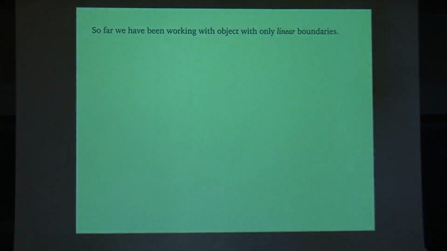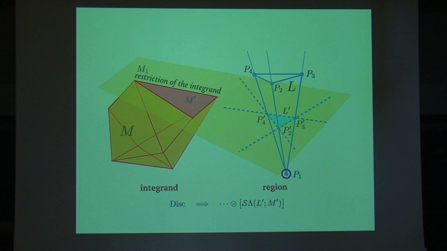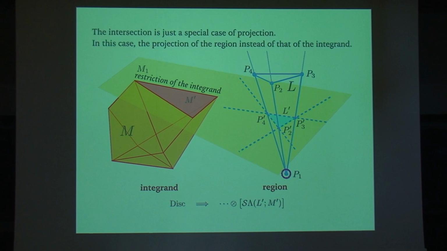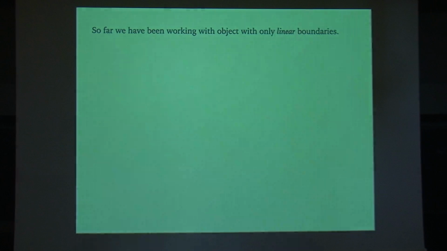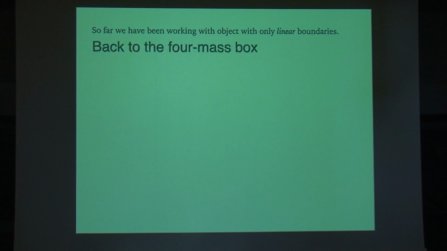Okay, so this is a general story about this class of integrals defined by a pair of two generic polytopes. Now, so far everything that I've described is about objects defined by linear boundaries. So the question is, is there some hope that we can use some of the observations here to deal with more complicated objects? And for this, for the rest of the talk, I'm just going to show you a very simple example, which is a four mass box.